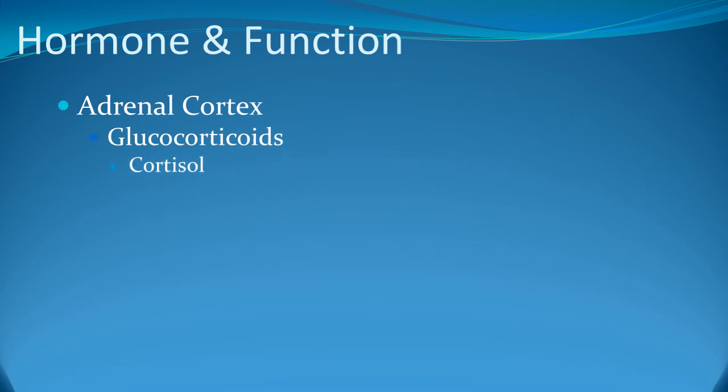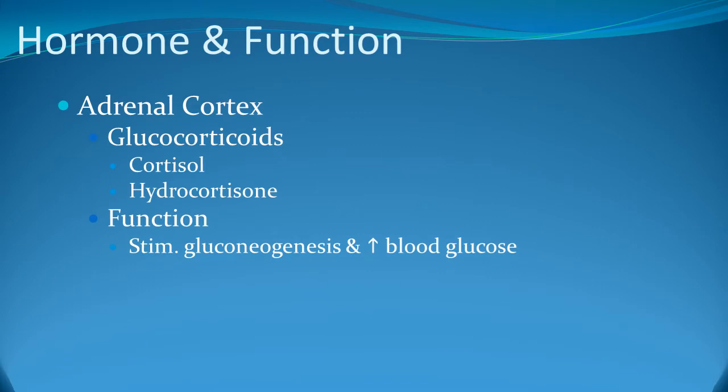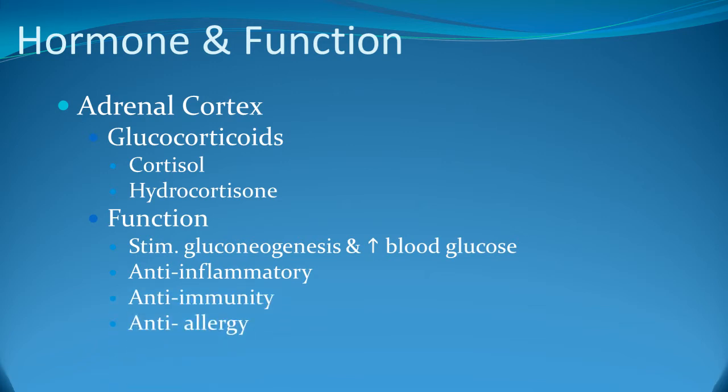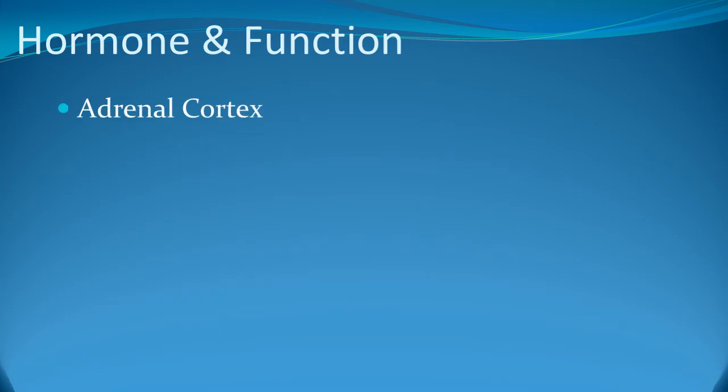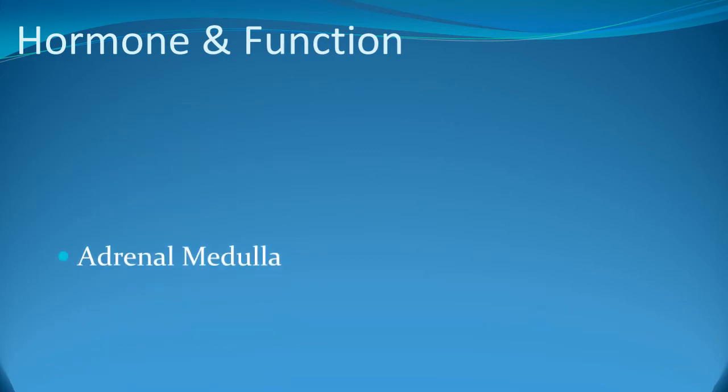The adrenal cortex also produces glucocorticoids, which include cortisol and hydrocortisone. Their function is stimulation of gluconeogenesis and increase in blood glucose. They also have anti-inflammatory, anti-immunity, and anti-allergic functions. The adrenal cortex also produces androgens, sex hormones, and their function in females is the stimulation of sex drive. In men it has a negligible role.